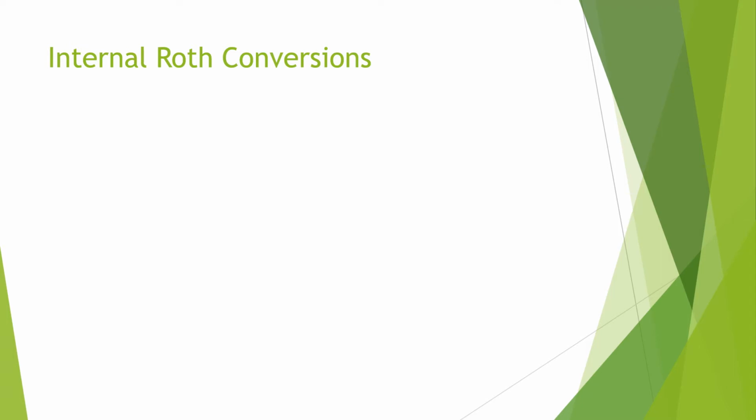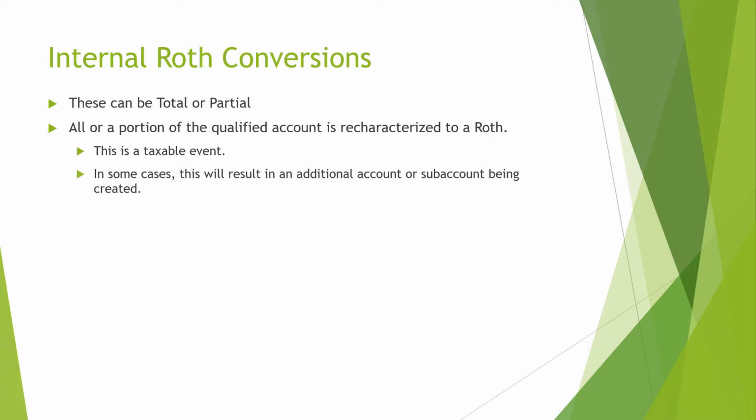So there are internal Roth conversions, and these can be, again, total or partial. This is when all or a portion of the qualified account is just recharacterized as a Roth. This will be a taxable event. Now, in some cases, the custodian will create a subaccount or an additional contract number. A written request to the custodian is usually all that's required. Some of them have their own forms, and you will be signing off, acknowledging that you understand this is a taxable event.